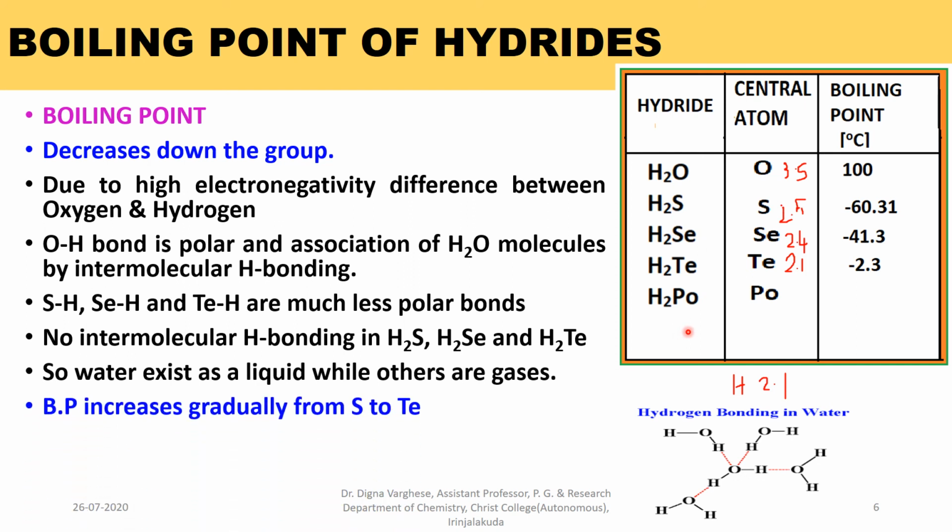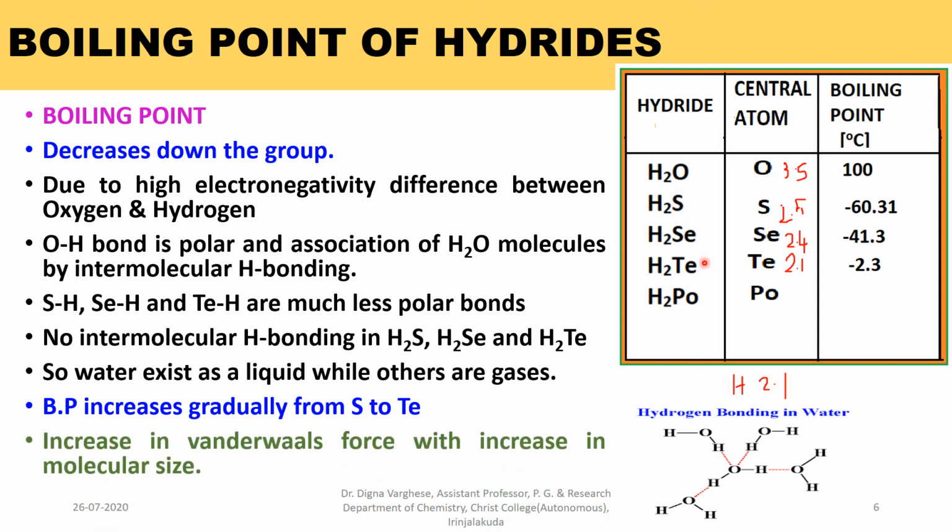The boiling point increases gradually from the hydrides of sulfur to tellurium, because the molecular size of the central atom, from sulfur to tellurium, is increasing. Therefore the van der Waals force between the molecules is also increasing. Therefore the boiling point increases from hydrogen sulfide to hydrogen telluride.